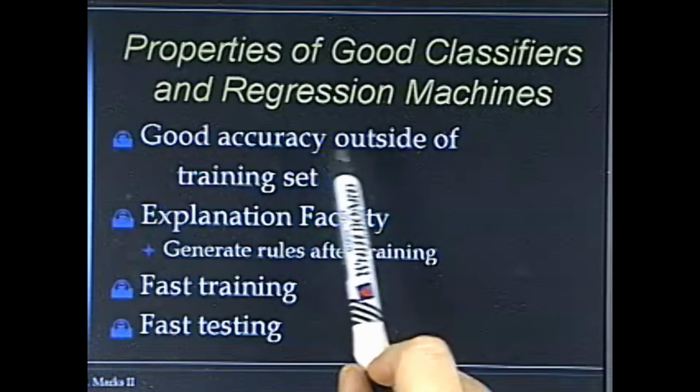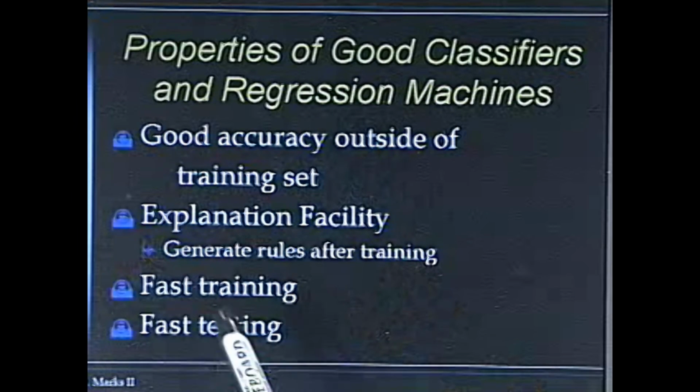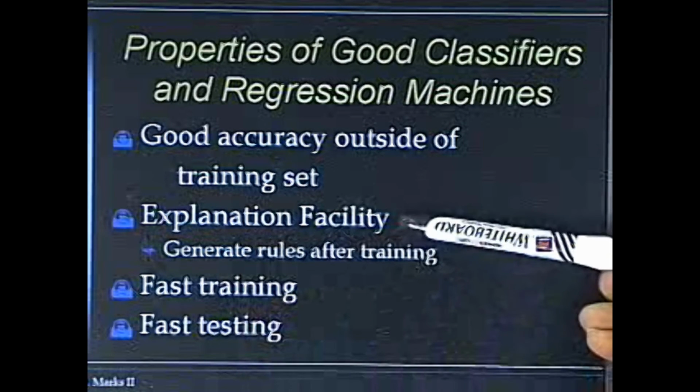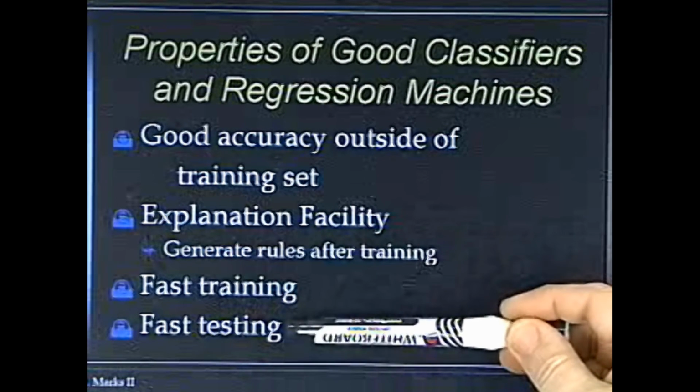Okay, what are some other properties of good classifiers and regression machines? We'd like it to train fast, right? We would like it to train very, very fast. It turns out that certain regression machines, including the neural network, don't train fast. They can take a long time to train. And the other thing is fast testing. Once you get it trained, you want a decision very, very quickly. And it turns out that neural networks do this very, very nicely. So neural networks are good on this, kind of okay on this, and they're excellent on this.